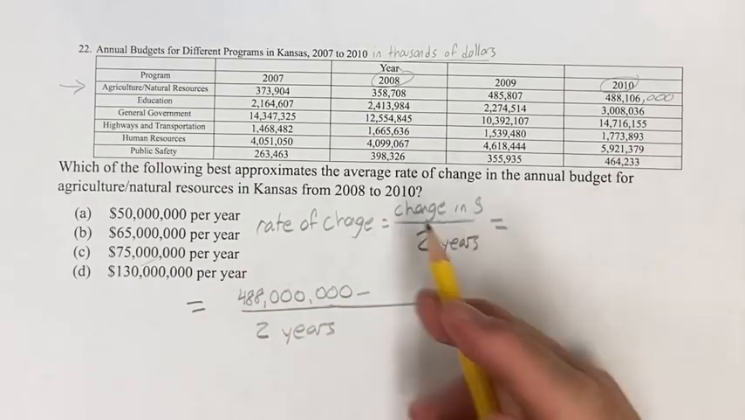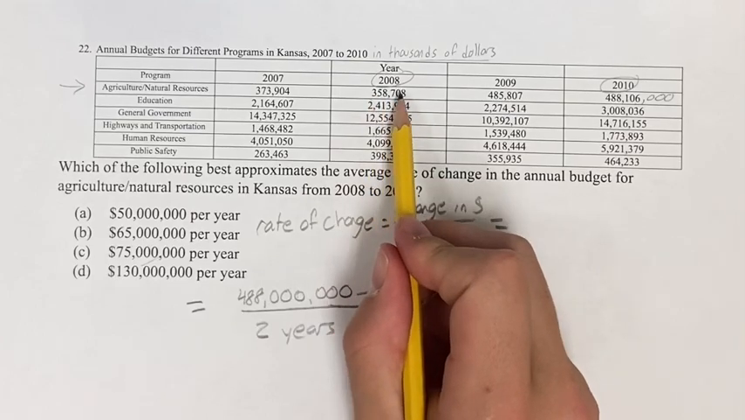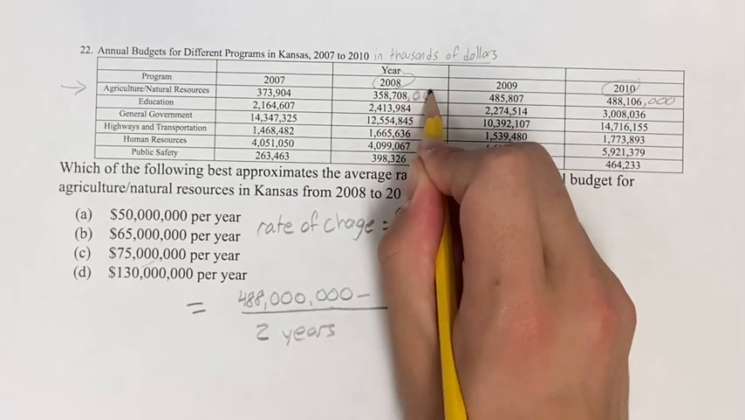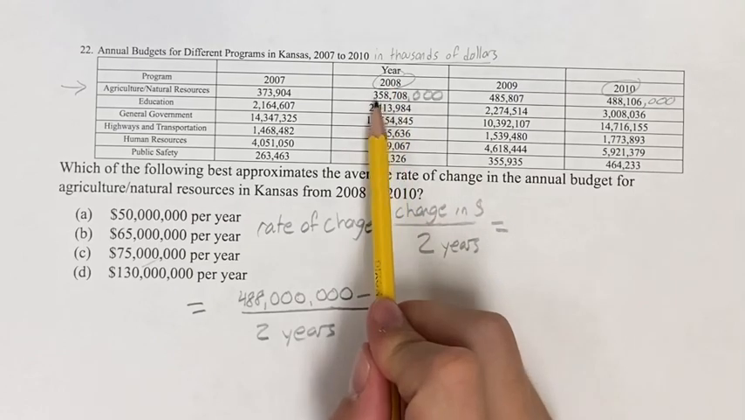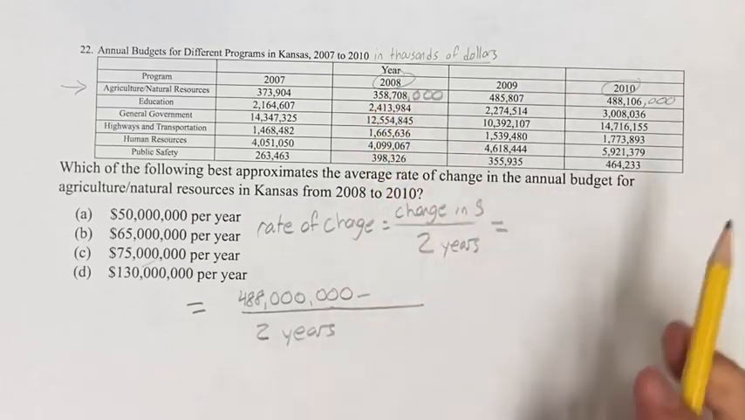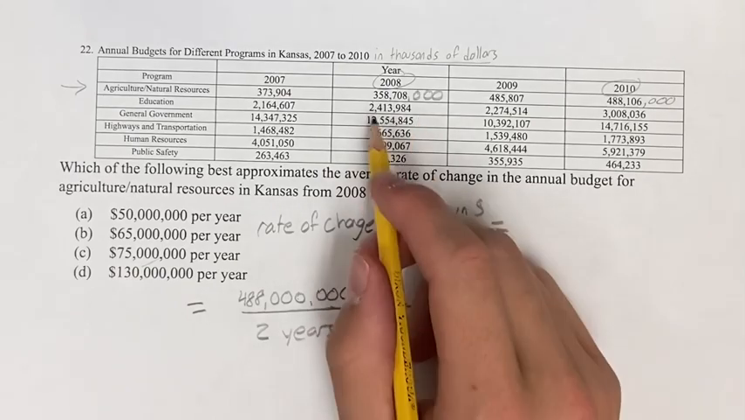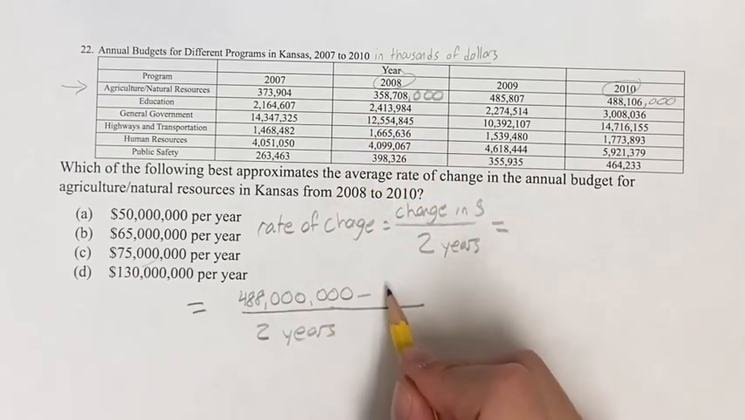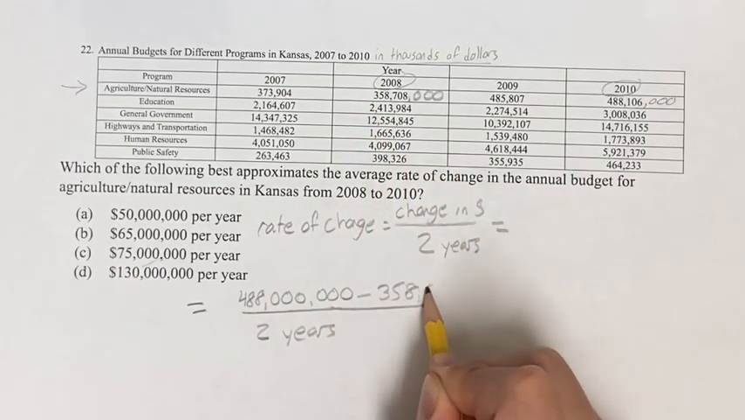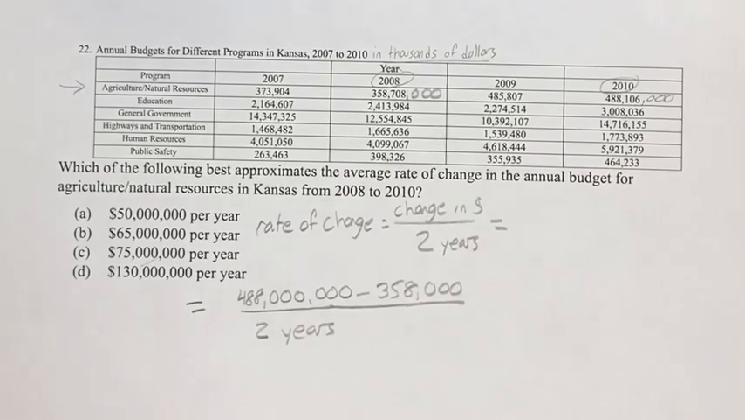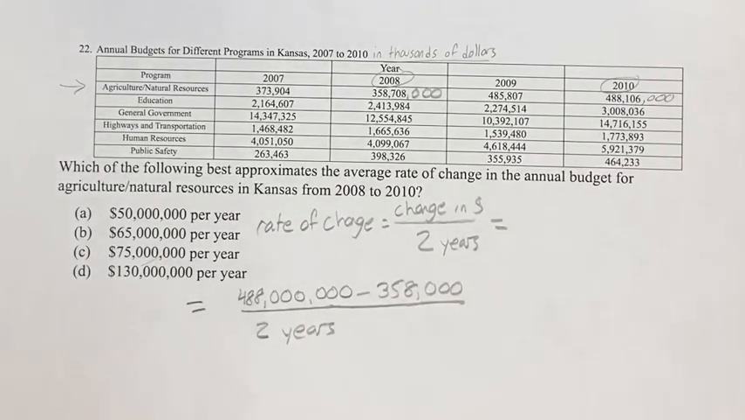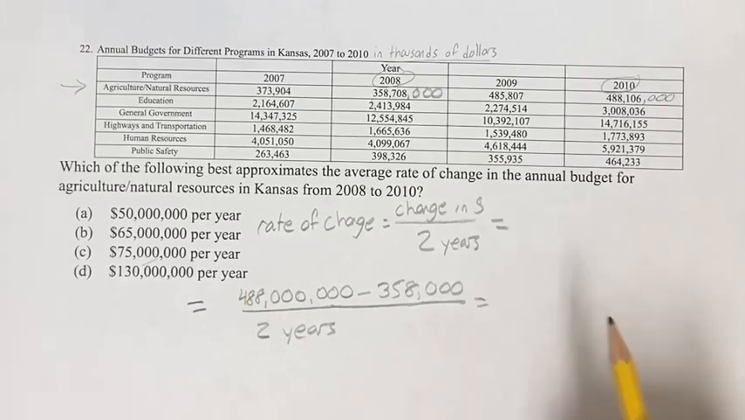minus 358,708, which becomes, multiplying by 1,000, 358,708,000. Again, we're just going to approximate to the nearest million. So we're going to have 358 million. And I guess that's not really approximating to the nearest million because you'd round up in that case, but you'll see why I didn't do that.